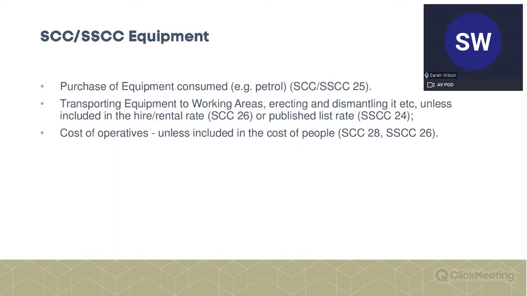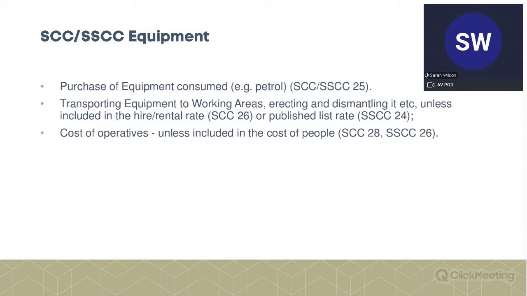Just a few miscellaneous points for both the shorter schedule and the schedule, as they both mirror each other here. They both allow for a claim for the cost of equipment consumed, for example petrol. They both provide for the cost of transporting the equipment to the working areas, and also for erecting and dismantling it. But again, this is to balance so that you can't double claim. If that cost is included in the hire or the rental rate, then obviously you can't claim it.